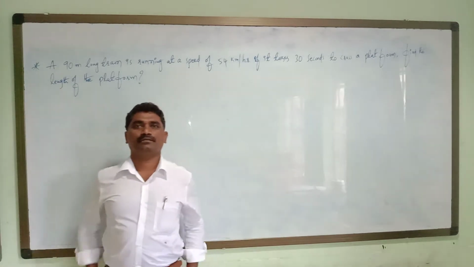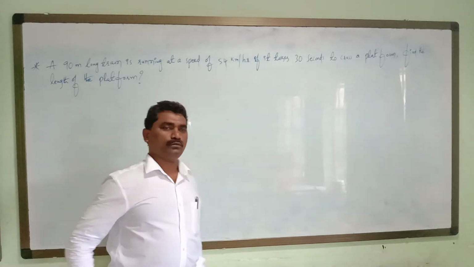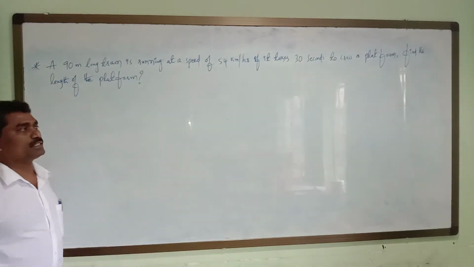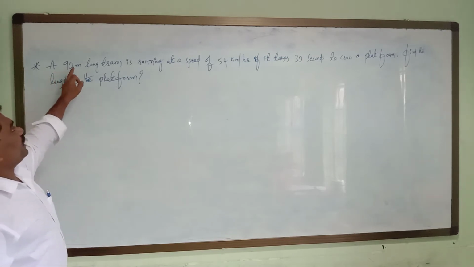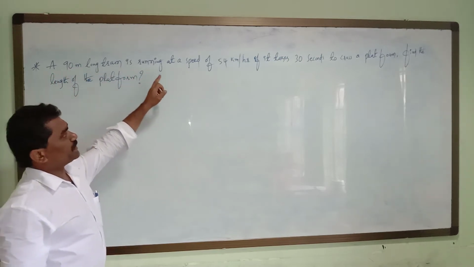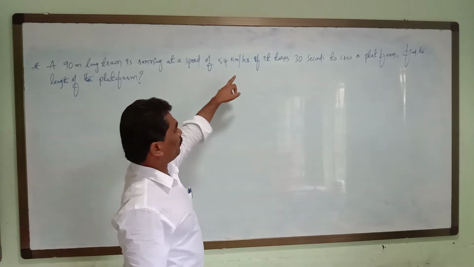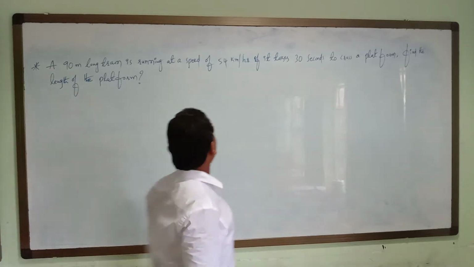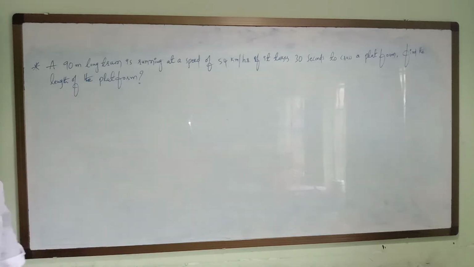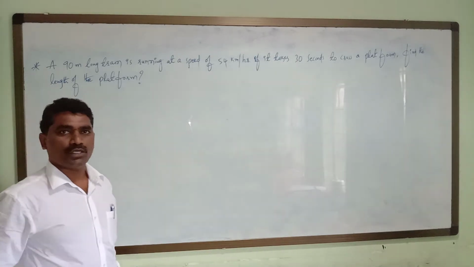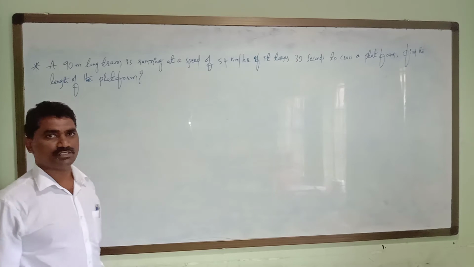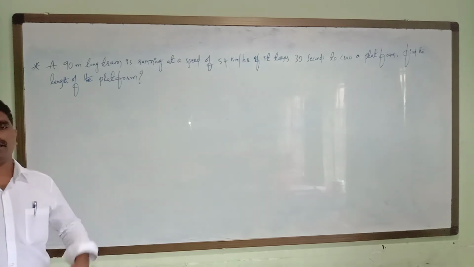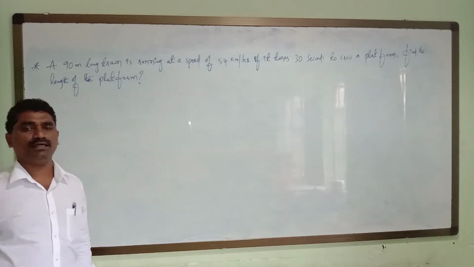Hi students, now we are going to solve a numerical. A 90-meter long train is running at a speed of 54 km per hour. If it takes 30 seconds to cross a platform, find the length of the platform. On the basis of the data which was given, we can draw the diagram first. From that we can learn the theme.